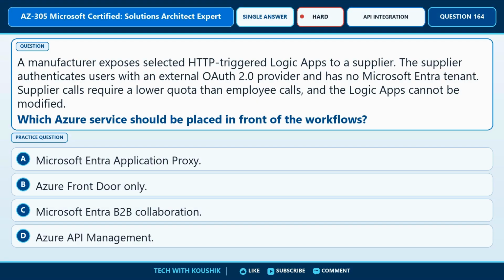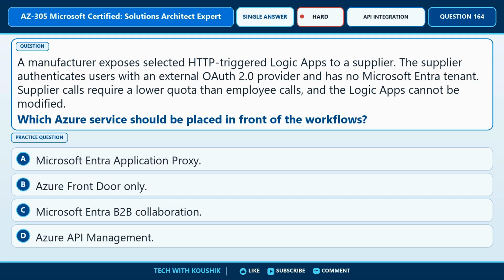The next item is question number 164. This question moves us into API integration. Scenario. A manufacturer exposes selected HTTP-triggered logic apps to a supplier. The supplier authenticates users with an external OAuth 2.0 provider and has no Microsoft Entra tenant. Supplier calls require a lower quota than employee calls, and the logic apps cannot be modified. Which Azure service should be placed in front of the workflows?